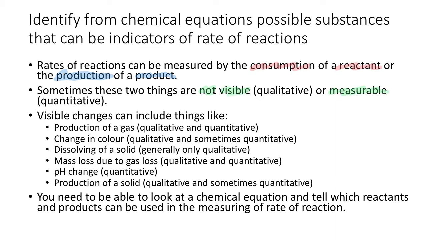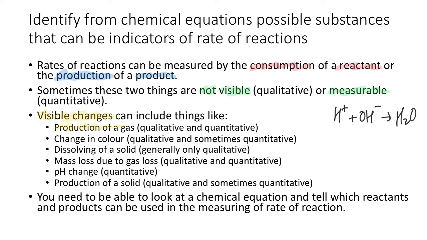Sometimes these reactions, like an acid plus a base, where the hydrogen ions and the hydroxide ions go together, aren't really visible. Even though this is occurring, you can't see it. Or actually, you can measure this one, but there are some reactions that are neither visible nor measurable. So we need to find something that is visible or measurable, and use that to measure the rate of reaction. What are some visible changes that we can use?